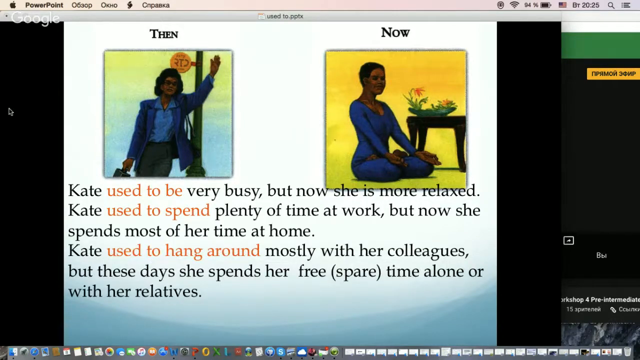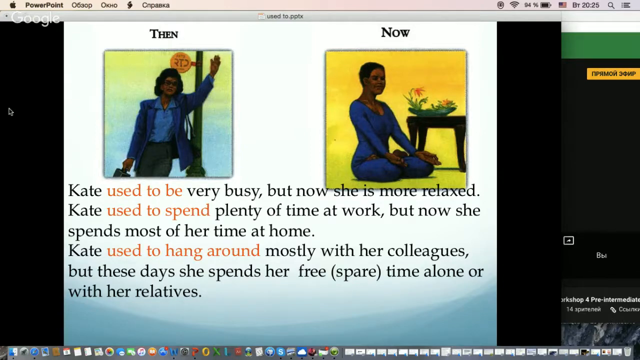Or Kate used to hang around mostly with her colleagues, but these days she spends her free, or you can say spare time, alone or with her relatives. So, раньше Кейт проводила свой досуг со своими коллегами.